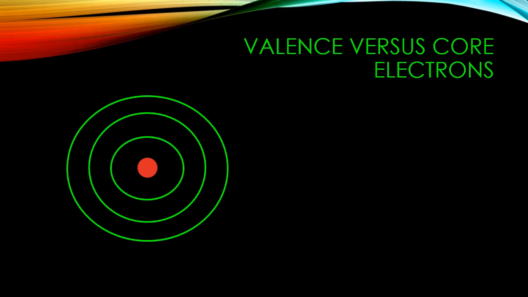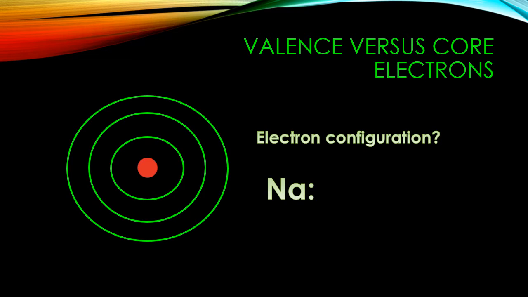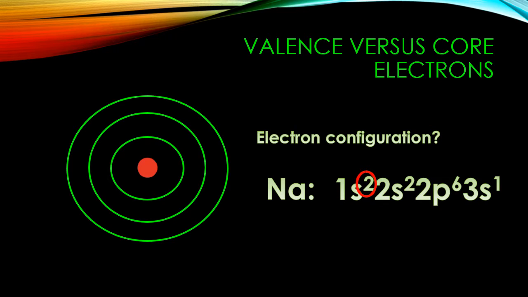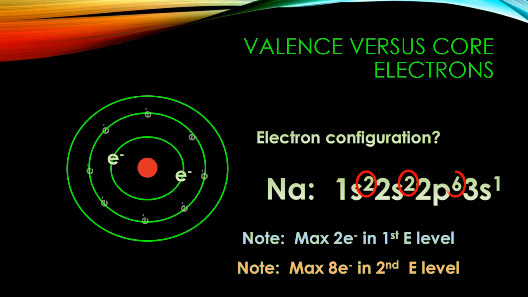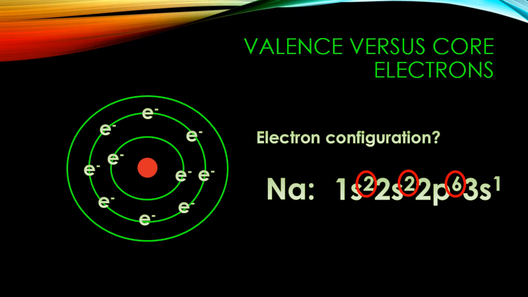Let's try another one. Write the electron configuration for sodium. Now let's take a look at what these numbers mean for core and valence electrons. The first energy level can hold 2 electrons. No more. The second energy level, we've got 2 in the s and 6 in the p, and that's a total of 8 electrons we are allowed to have. Now, because those energy levels are filled, these are what we call core electrons.